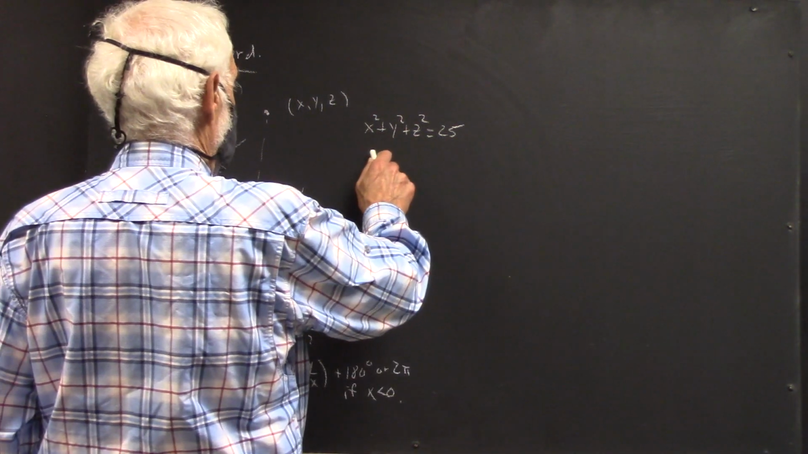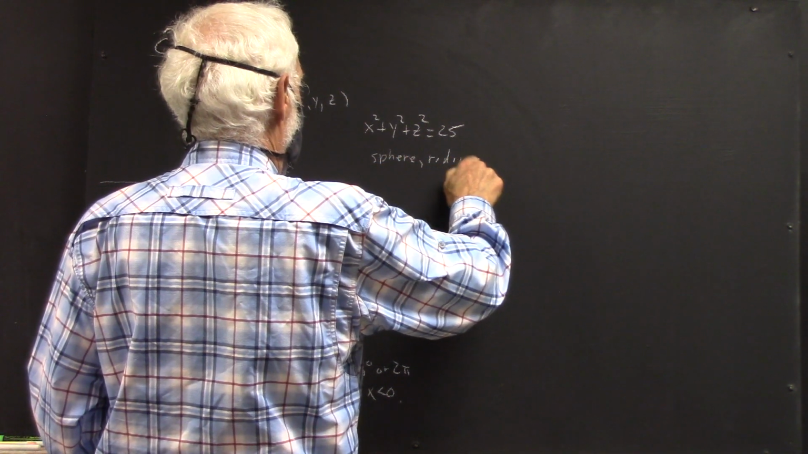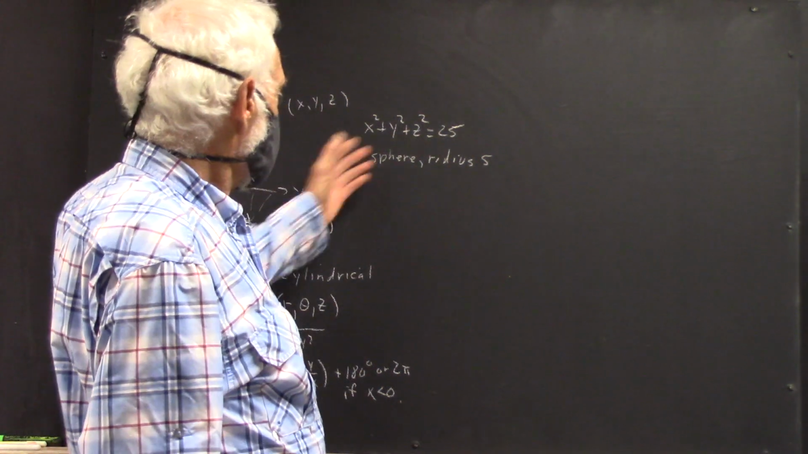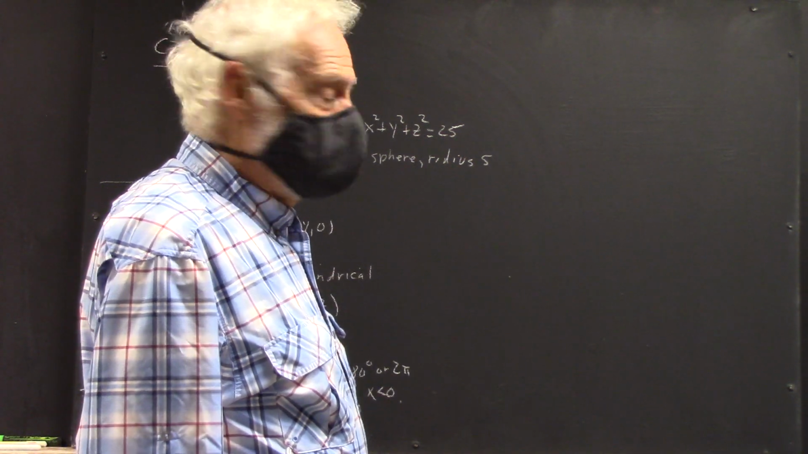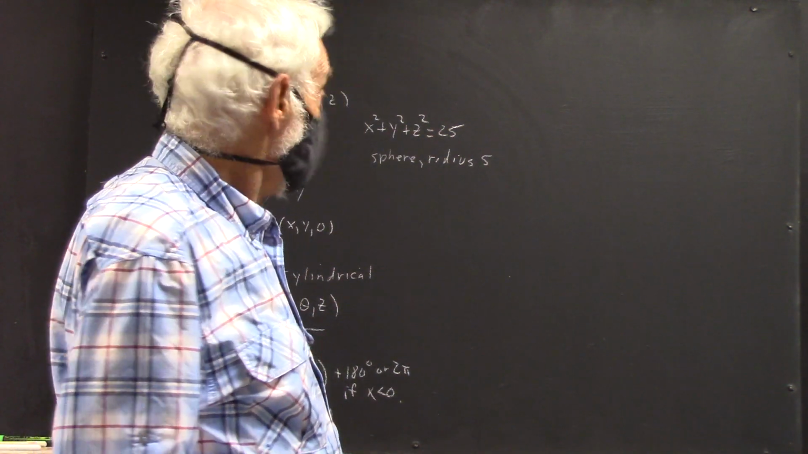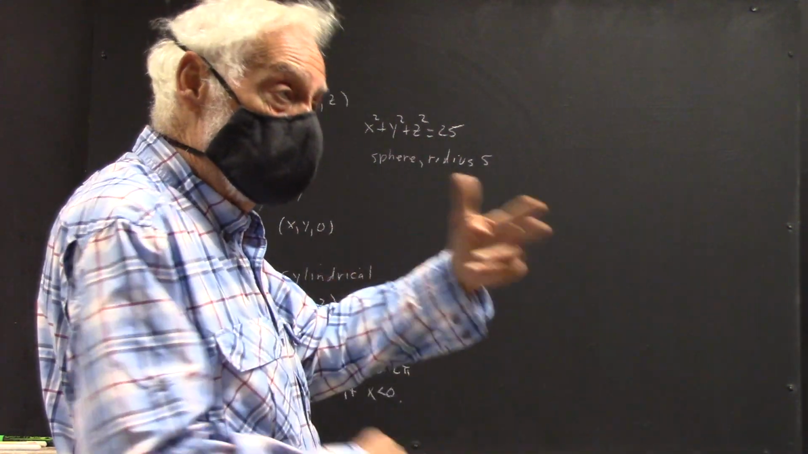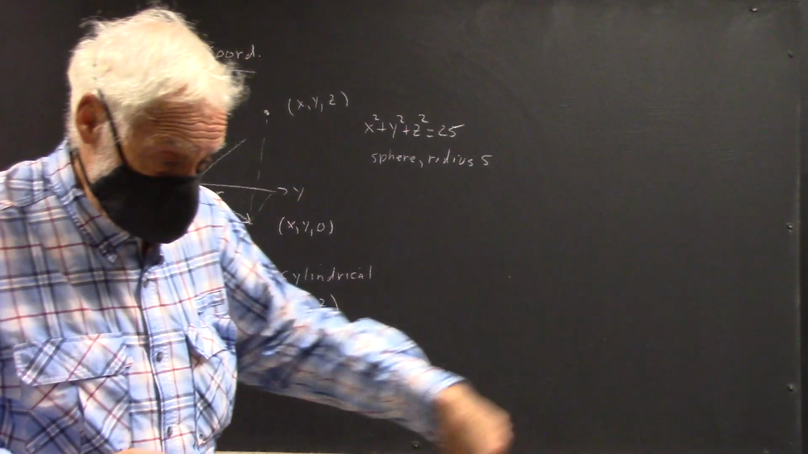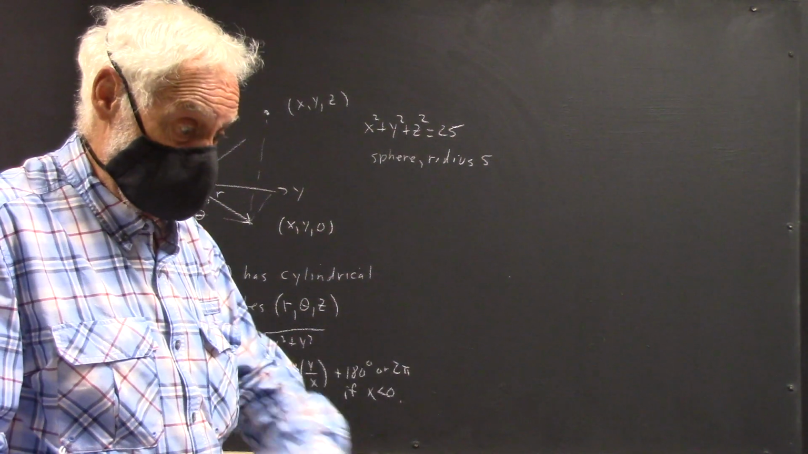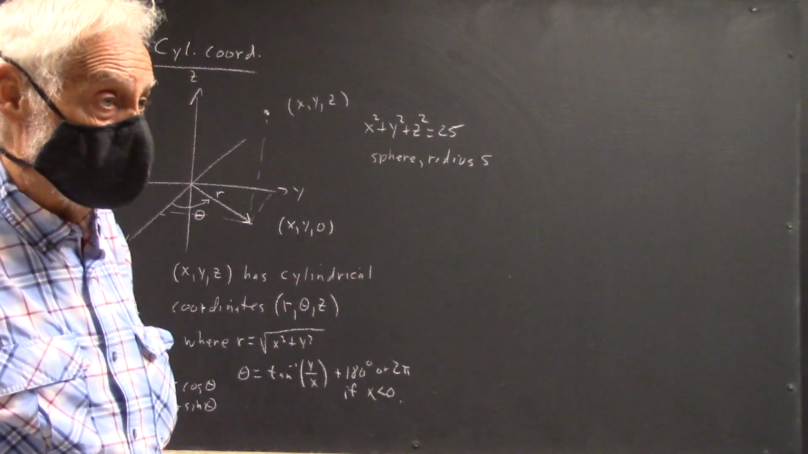So it's a sphere of radius 5. If you intersect it with any of the coordinate planes, you'll get x squared plus y squared equals 25. That's a circle of radius 5 in the xy plane. In the xz plane, y is 0, x squared plus z squared equals 25. That's a circle of radius 5 in the xz plane. So you got a circle of radius 5 here, a circle of radius 5 here. And in the yz plane, this plane, you got it here. If you visualize those three circles, then you see that they're part of a sphere of radius 5.